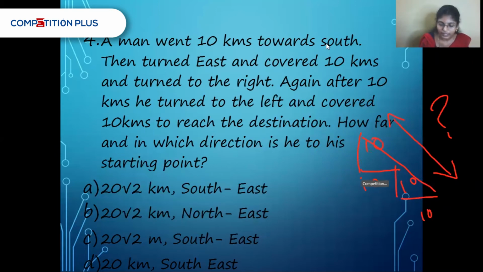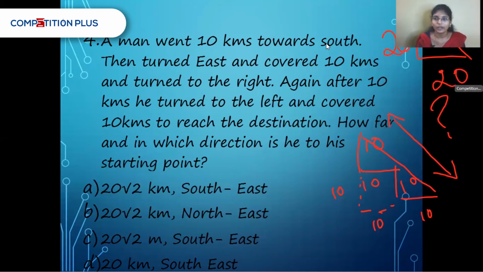Now, you project this line like here and here so that they make the same distance. It makes a triangle, a right angle triangle. We need to find the diagonal, and this side is 20 and this side is 20. Now applying your Pythagoras theorem, the diagonal side's value, that is the distance, would be 20 root 2 kilometers and the direction is southeast.